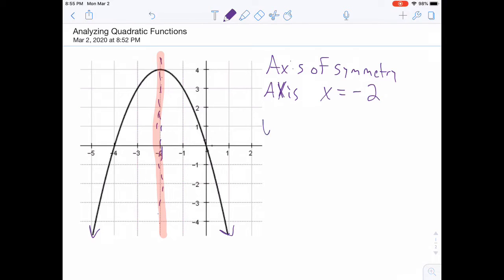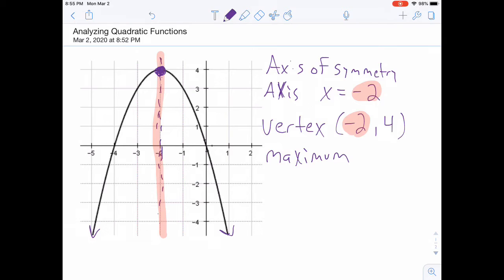The next thing we could talk about is the vertex. The vertex of a parabola is its turning point. In this case, this starts to go up, and then it turns and goes down. It's our highest or lowest point here. So my vertex is right there at (-2, 4). Something to note here, the x value that I used for my axis of symmetry is the x value of my vertex. I can then determine if this vertex is a maximum or minimum. In this case, it's at its highest point, so it would be a maximum.